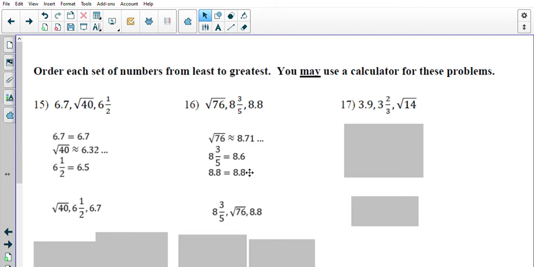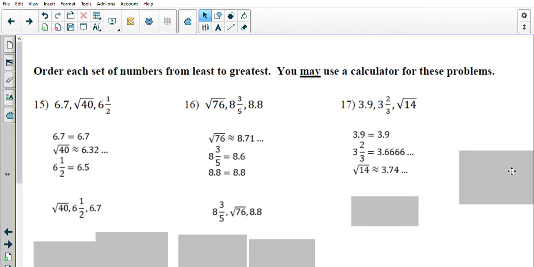Number 17, last one. I've got 3.9, 3 2/3, and square root of 14. So 3.9 is 3.9. 3 2/3 is 3.6 repeating. So 2 divided by 3 is 0.66666. Your calculator might throw up a 7 at the end. There's not really a 7. It's just cutting that decimal off at some point. And then the square root of 14 is about 3.74. So my smallest is the 3.6 repeating, or 3 2/3, followed by the square root of 14, followed by 3.9.